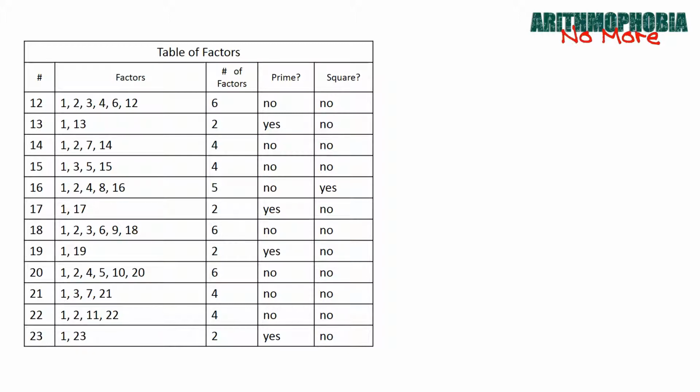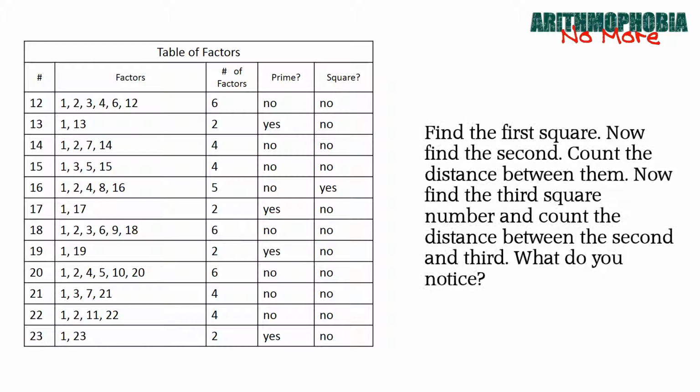Now that we've started looking at square numbers and we've decided that there may or may not be a pattern with the number of factors, or something about the kind of factors that square numbers contain, we want to look at the first square number and the second square number and count the distance between them. And then we want to find the third square number and count the distance between the second and the third. And what do you notice? And then the question would be, is that true always? And can you explain why that might be true? That there might be a different kind of pattern that would show up there.